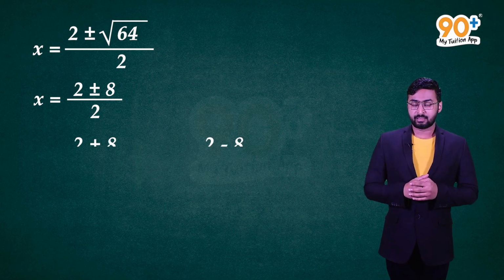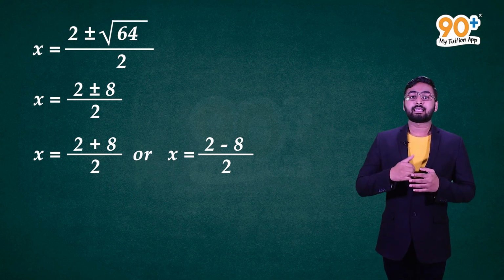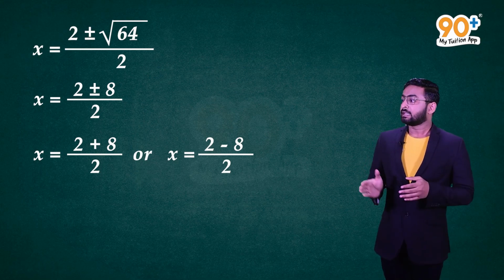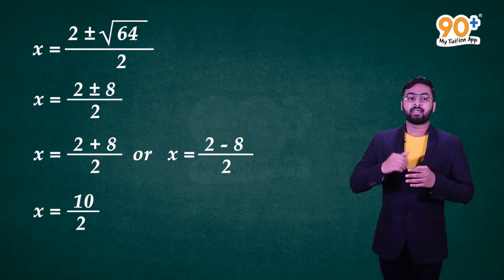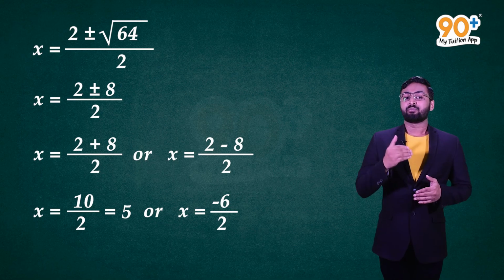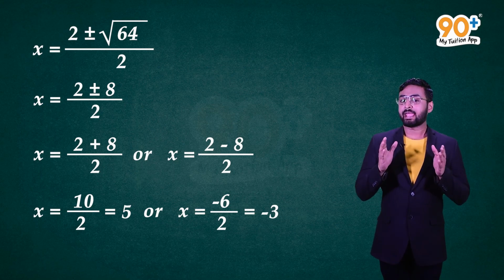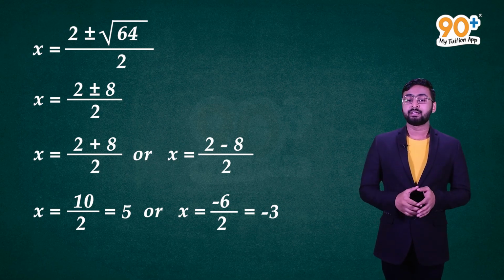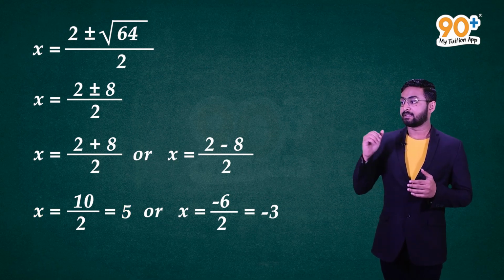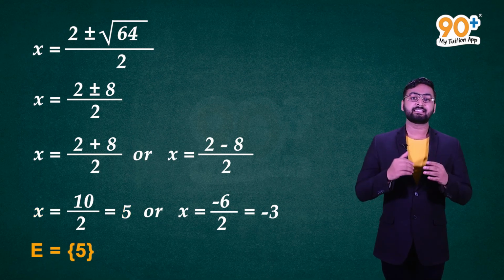So the roots are x is equal to 2 plus 8 by 2, or x is equal to 2 minus 8 by 2. That is, x is equal to 10 by 2, which is equal to 5, or x is equal to minus 6 by 2, which is equal to minus 3. But in the condition given, x is an integral positive root. So we can only take the positive root out of these two. That is, x is equal to 5. Therefore, E has only one element, and that is 5.